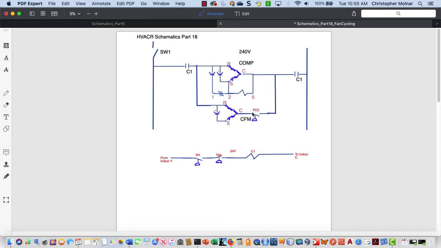Okay. So it's a real easy thing. All we're doing is putting the low pressure switch into the condenser fan circuit. Now there's more types of this, but this just happens to be the one that's most frequently used.